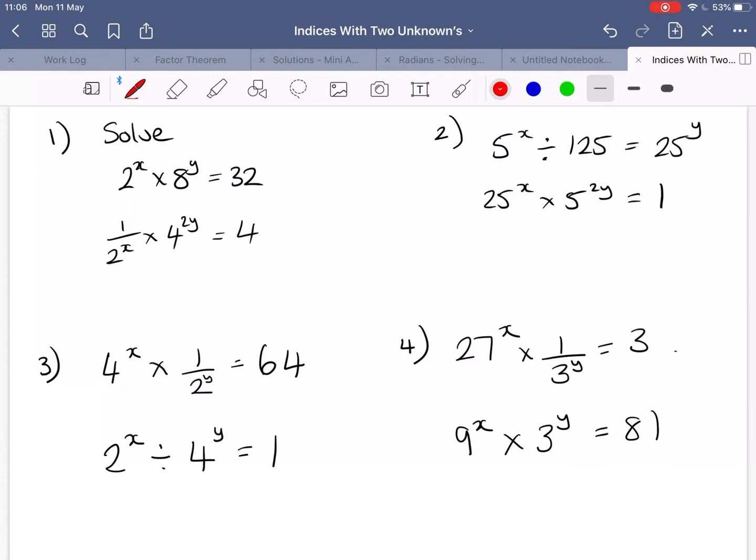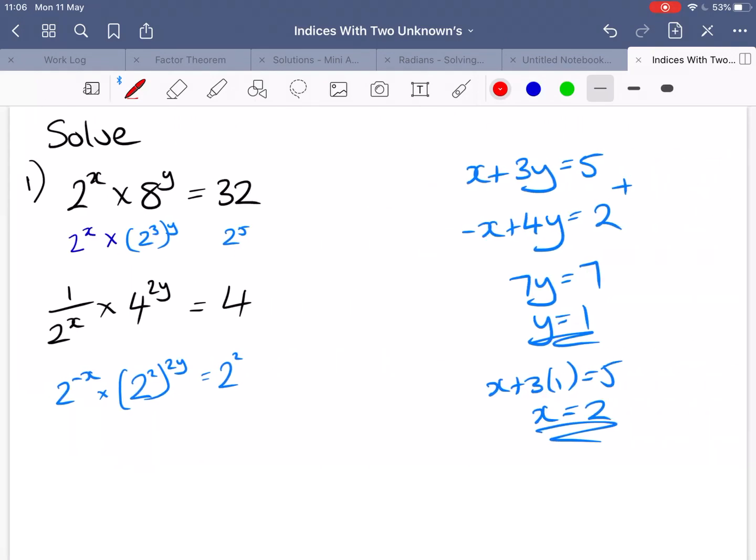Okay then, so solutions for the first question. 2 to the power x times 8 to the power y equals 32. Got to make everything 2 to the power of. Hopefully you can see that the equation you're going to get is x plus 3y equals 5, because when you multiply two bases to the power of, you add the powers.